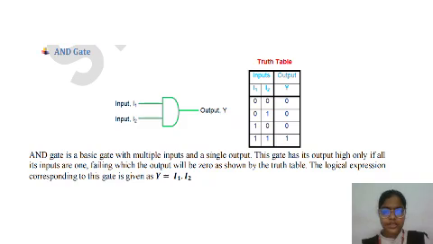AND gate is a basic gate with multiple inputs and a single output. This gate has its output high only if all the inputs are 1, failing which the output will be 0, as shown by the truth table. The logical expression corresponding to this gate is given as Y is equal to I1 into I2.